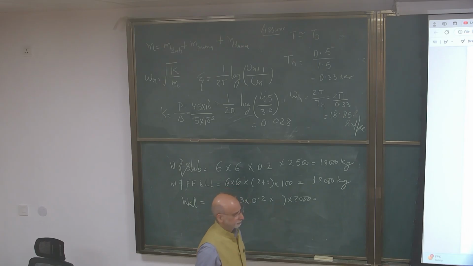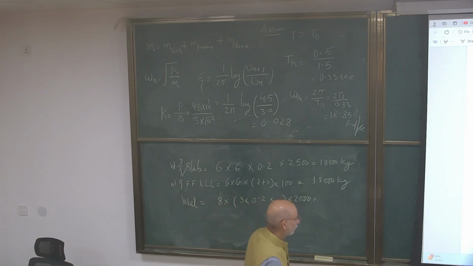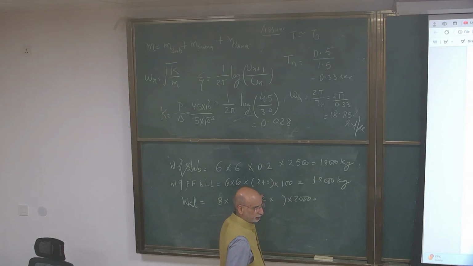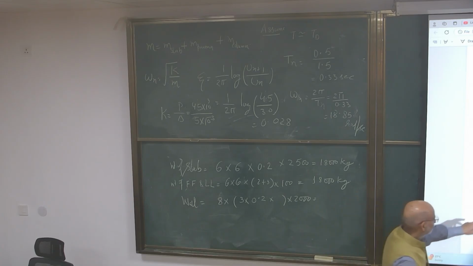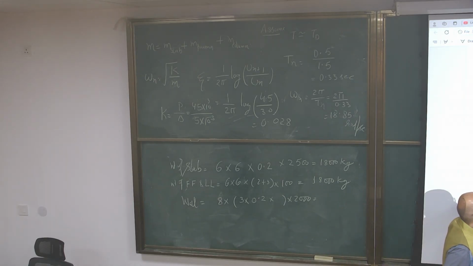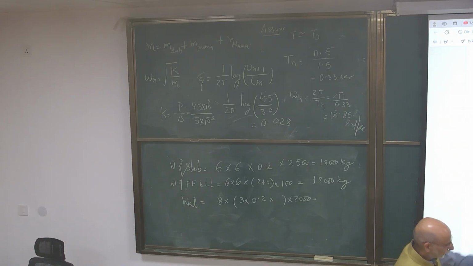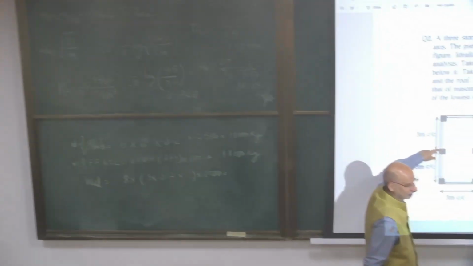How much here? This is height. This is thickness. Width, 3 meters. 3 meters is from center to center. So size of column is how much? 300, 100 mm. So you have half of this.